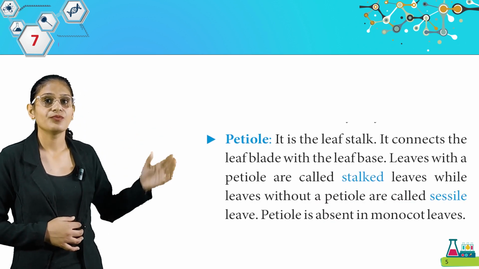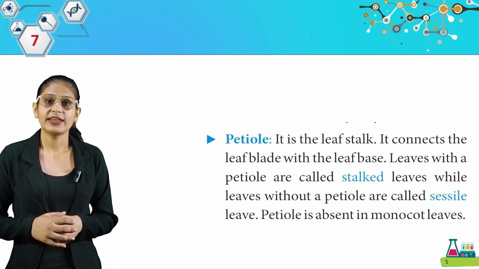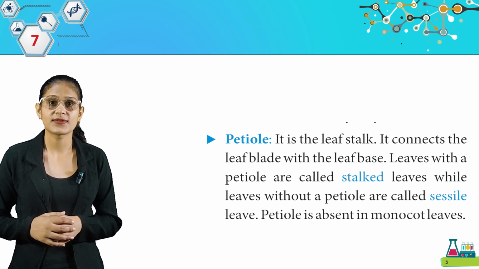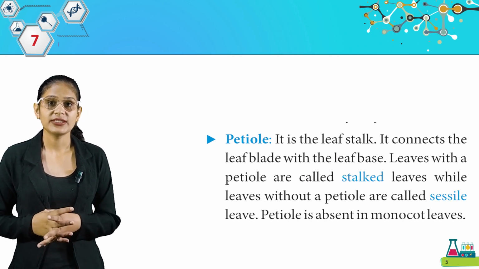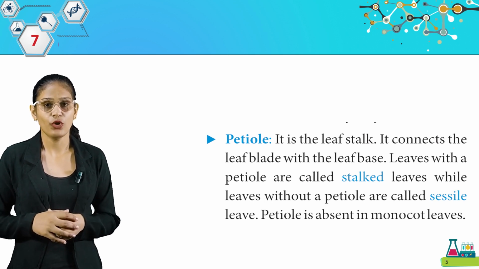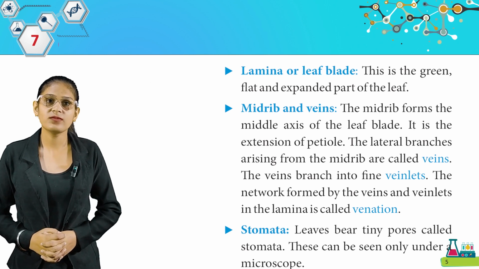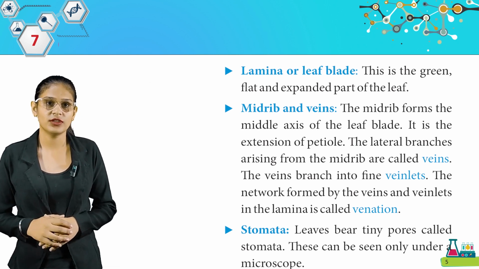Here is petiole. It is the leaf stalk. It connects the leaf blade with the leaf base. Leaves with the petiole are called stalked leaves, while leaves without a petiole are called sessile leaves. Petiole is absent in monocot leaves. Lamina or leaf blade: this is the green, flat and expanded part of the leaf.